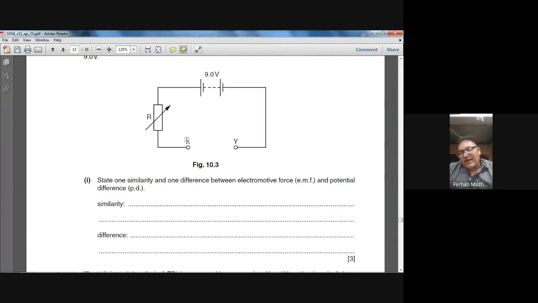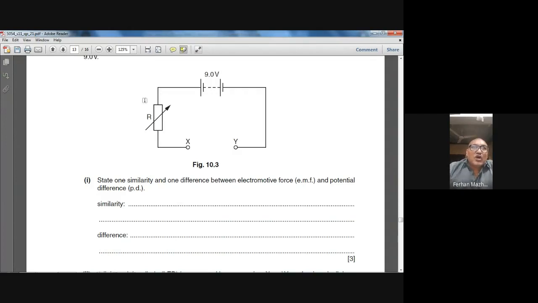The actual question is, what is the resistance of the variable resistor? The battery gives 9 volts, and 1.7 volts was taken by this LED, so I can tell how much voltage is taken by the variable resistor: 9 minus 1.7.